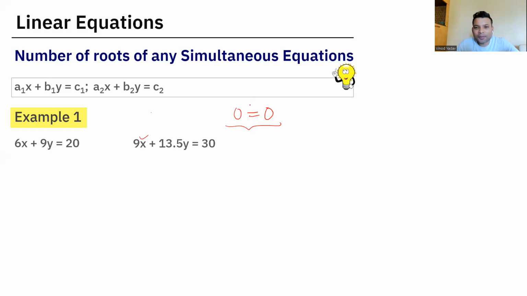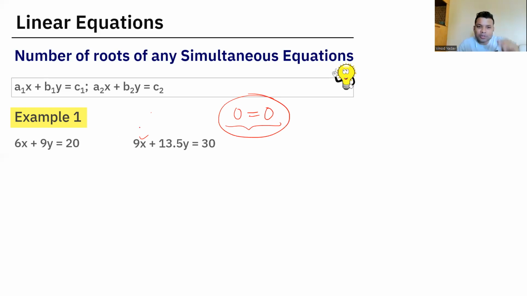Yes, you can check. Okay, 0 equal to 0. Mathematically, this is a true situation, right? Correct situation, 0 equal to 0. But variables got cancelled, meaning this is always true, so there will be infinite values of x and y first of all.